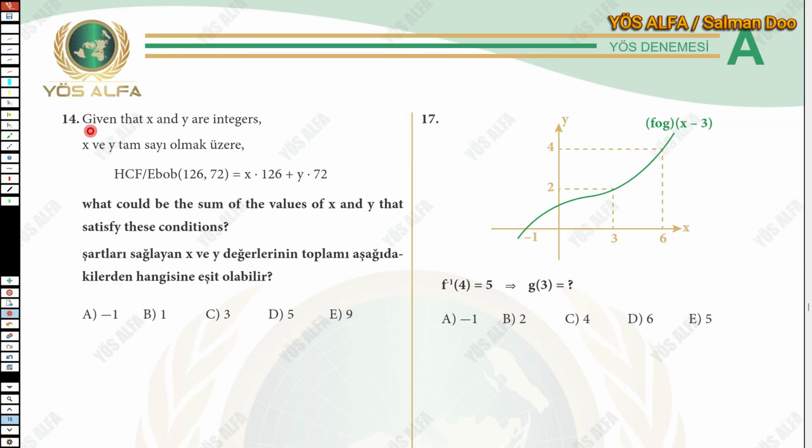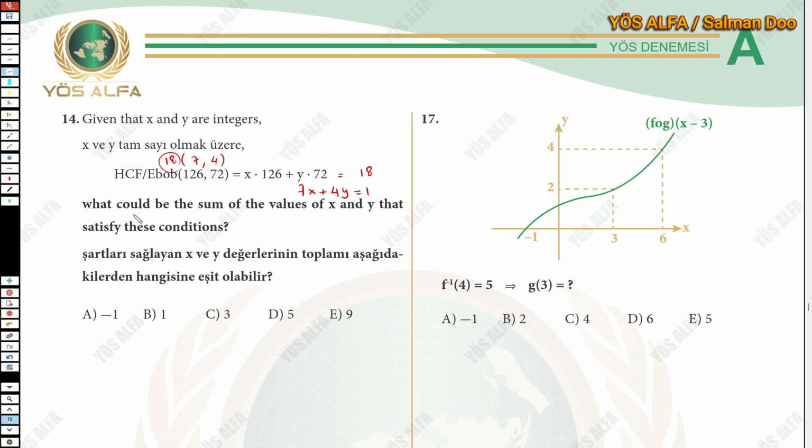14. x and y are integers, and the highest common factor is equal to this one. We can easily find the highest common factor from the given expression. 18 times 7 is 126. 18 times 4 is 72. So the highest common factor here is 18. So this expression is equal to 18. When we divide both sides of the equation by 18, we get 7x plus 4y is equal to 1.